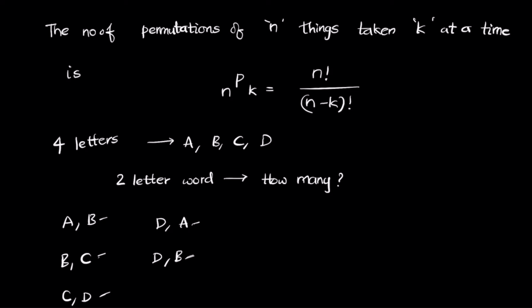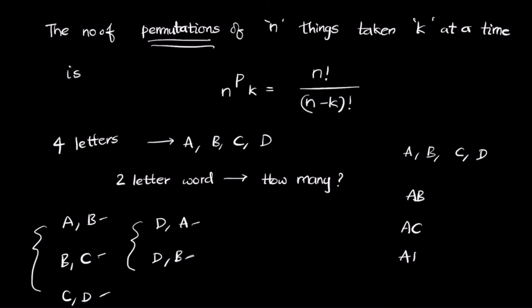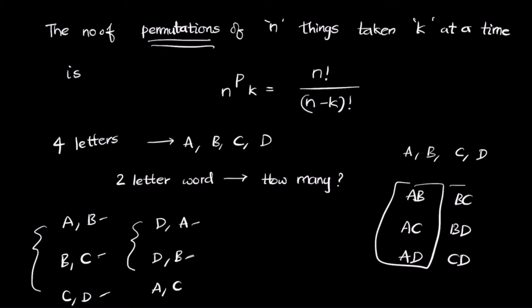Now this brings the question: is there a way to calculate this value directly? That value calculation is done by permutations. Remember that we have taken A, B, C and D. Out of this we are taking 2-letter words: AB, AC, AD, BC, BD and CD. I'm sorry, I had not taken AC earlier. So there are 6 2-letter words that are possible.